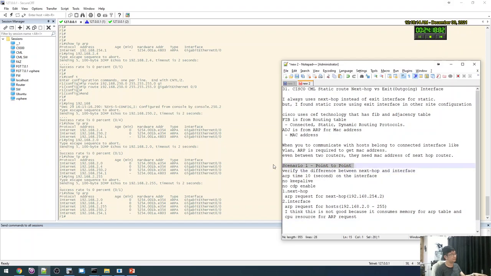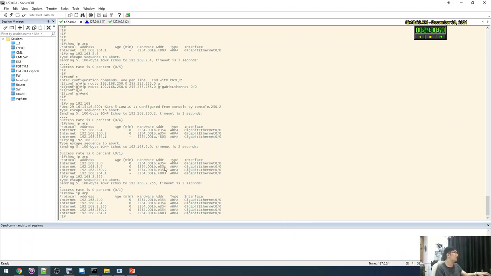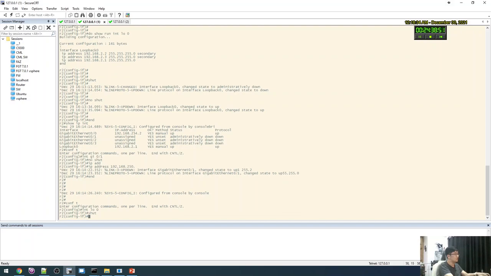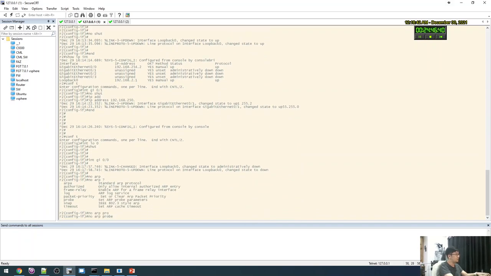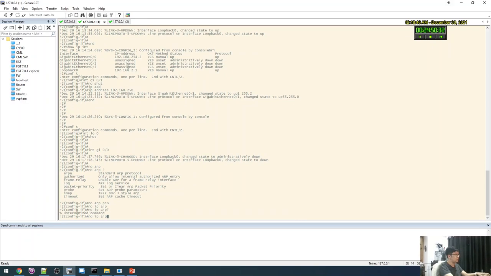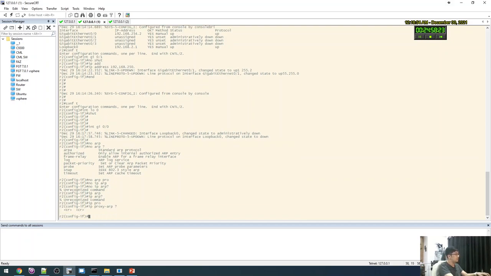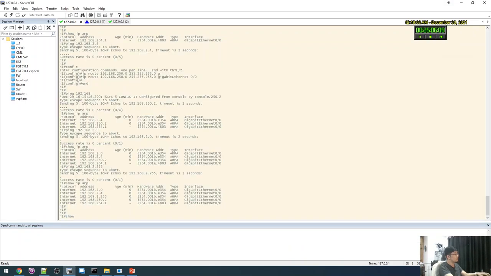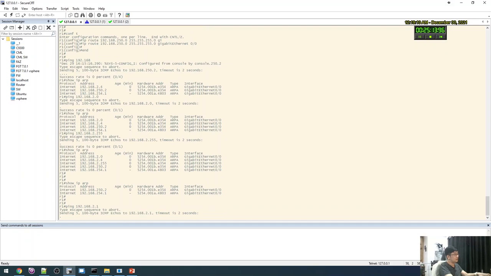Okay, scenario 2, multipoint. I will try to turn off the ARP request. No IP proxy ARP. Okay. Now try. Yeah, it's not working. No proxy ARP.